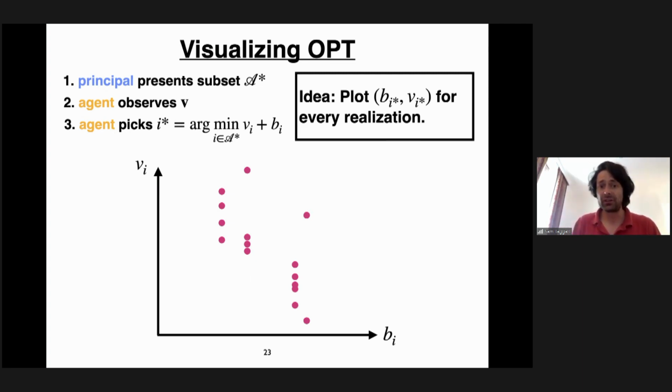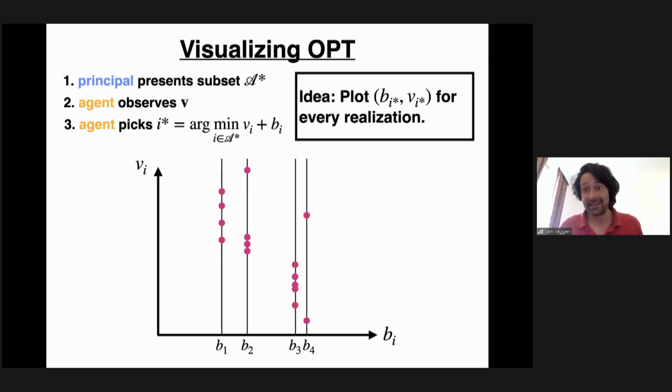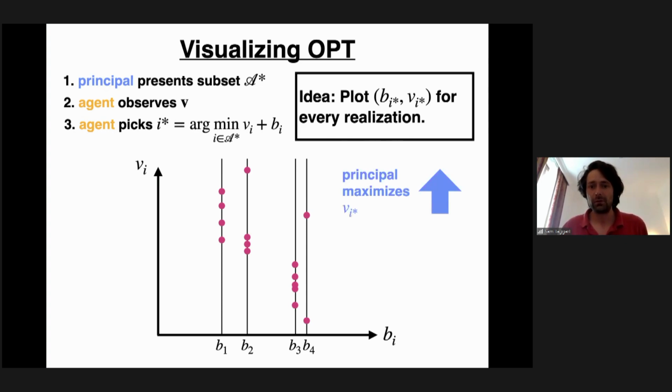One thing that you might notice from this picture is that I've drawn these points in columns. The actions have fixed bias, so each action is going to have a column corresponding to all of the realizations where the agent picks that action in opt, all of the different values that it can take in those realizations. Okay, so the nice thing about this picture is that it also allows us to visualize the preferences of the agent and the principal. So the agent or the principal is interested in value, so they want the points to be high. The agent is interested in value plus bias, so they like points that go to the northeast. That's the direction of improvement for them.